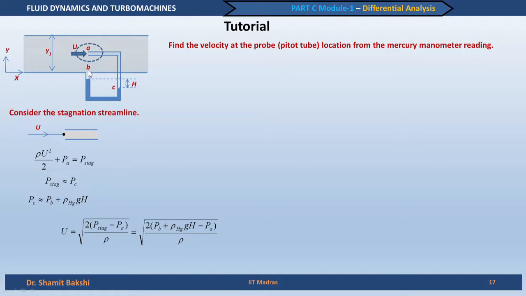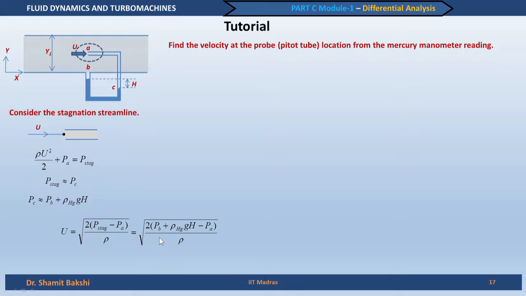Pb is basically the wall static pressure. What we have here is Pb and what we have here is Pa. So, how does this Pb and Pa relate to each other? This is a very important thing. Unless we resolve this, we cannot get the velocity. Let us see how we can get that.